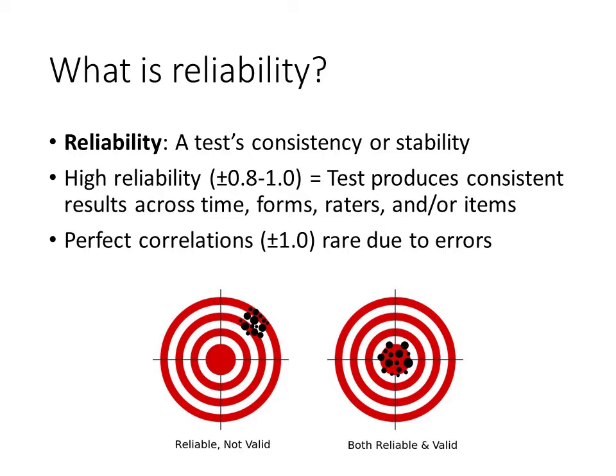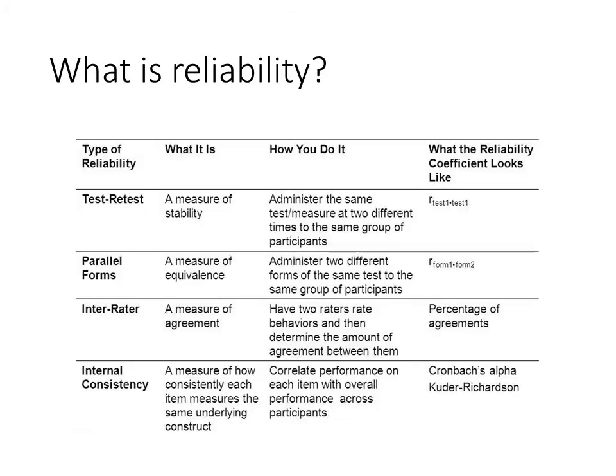Keep in mind that perfect correlations, +1, -1, are extremely rare due to all the different types of errors that occur when we measure psychological constructs. No measure, no test is perfect. IO psychologists pay attention to these 4 types of reliability. We're going to cover each one on the next few slides. Use this table to help you study and compare and contrast the different types.